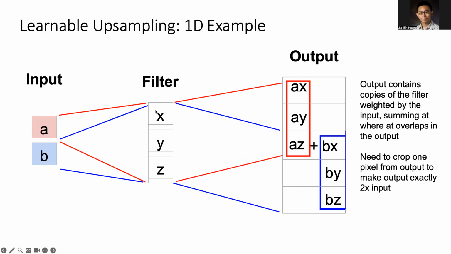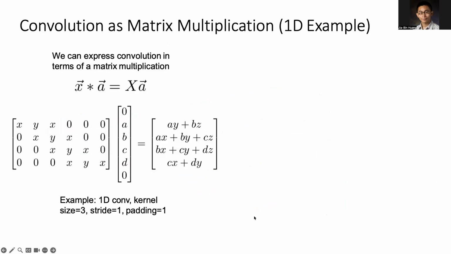The way I do this is that I have a filter X, Y, Z. I take A, which is a single number, and multiply it by the filter, and you get XA, YA, ZA. Then you take B, and you get XB, YB, ZB. So now you have a higher resolution, right? You get the input at smaller resolution, and the output becomes higher resolution. And this is called a transpose convolution.